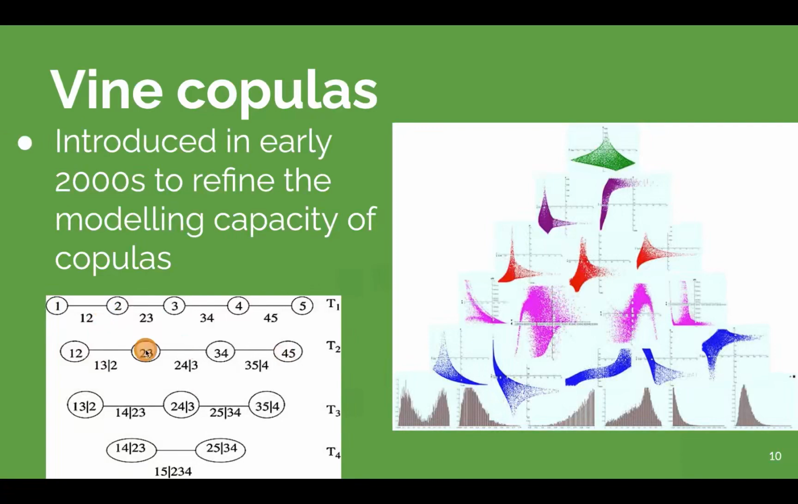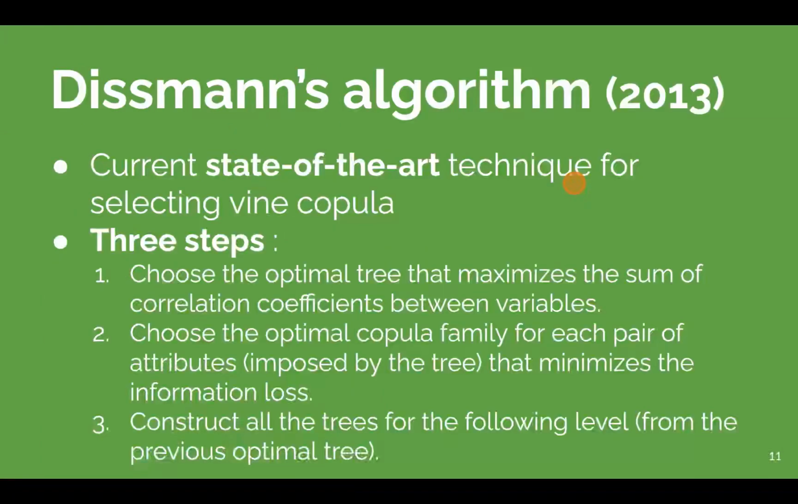When I say the edge of a tree corresponds to the vertex of the following tree, this is what we mean. So edge, vertex, edge, vertex. Here's a clearer example. Down here we have the variables. This is the copula that models the two variables. This copula is the copula that models the two copulas here. This one models these two, and so on.